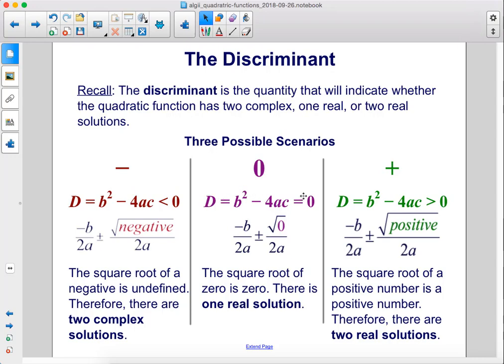If the discriminant is equal to 0, the square root of 0 is 0. There will be one real solution. If the discriminant is positive, the square root of a positive number is a positive number. Therefore, there are two real solutions.